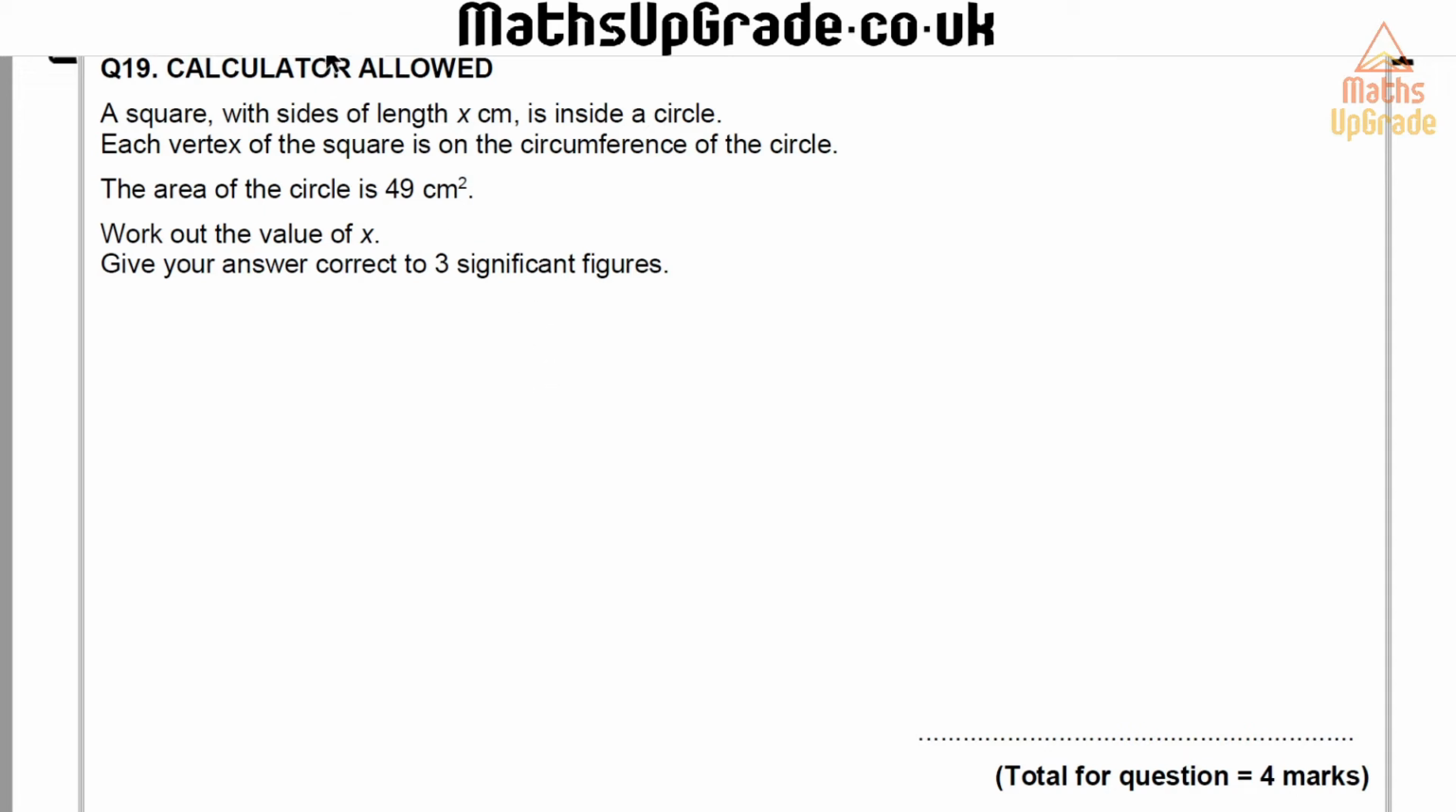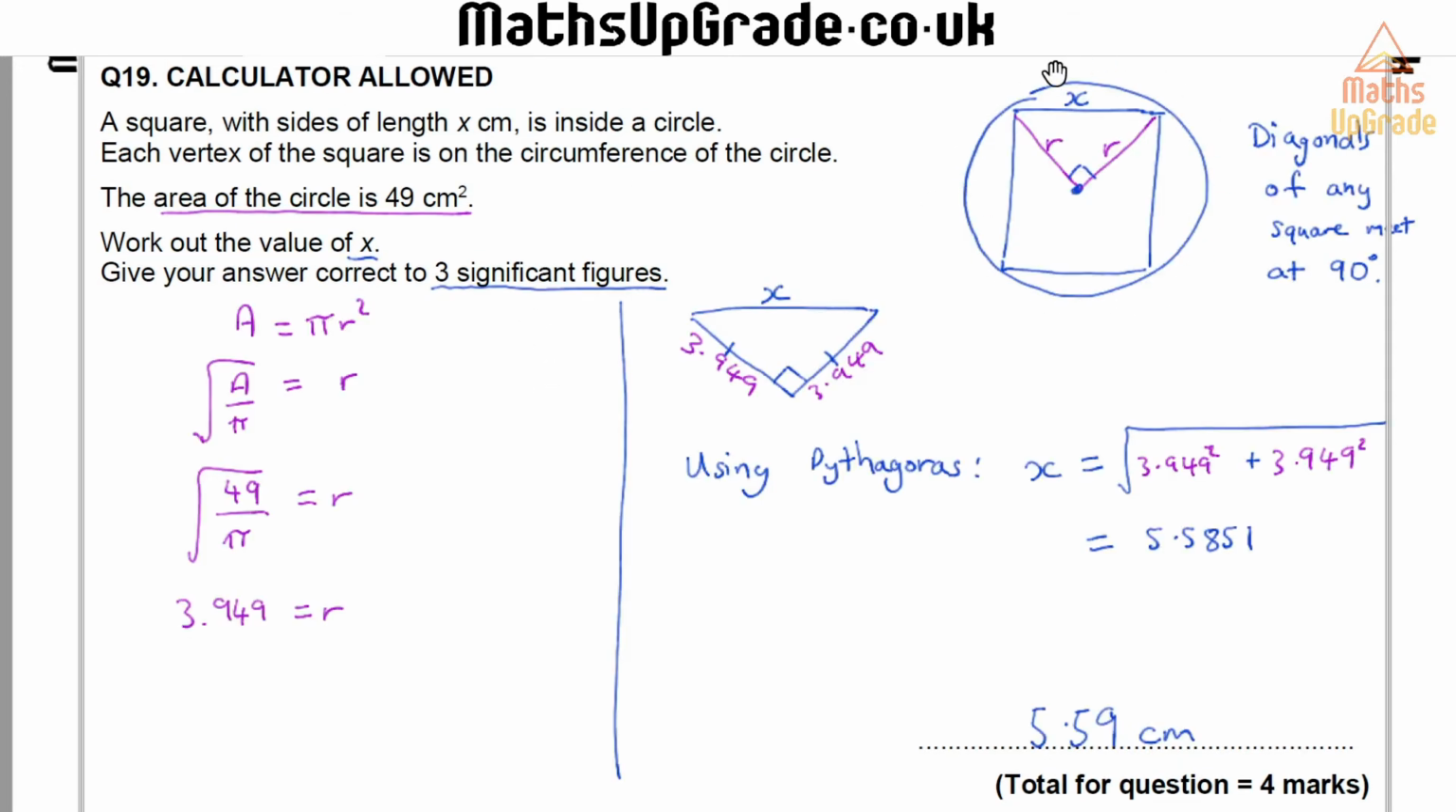So I'm just going to set up a diagram first. Here's a circle, and there's a square inside the circle with each vertex of that square just touching the edge of the circle. I also know that for any square, the diagonals meet at a right angle. Because this is a diagonal of the square and the square just touches the edge of the circle, this must be the center of the circle. So the distance from the center to the edge is the radius. This is the radius, that's the radius, so I'll label them as r.